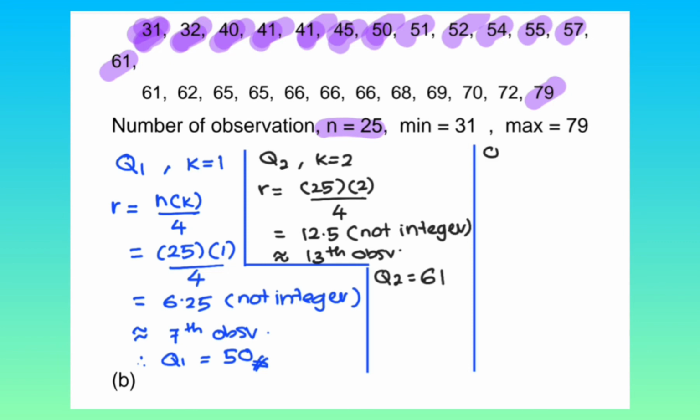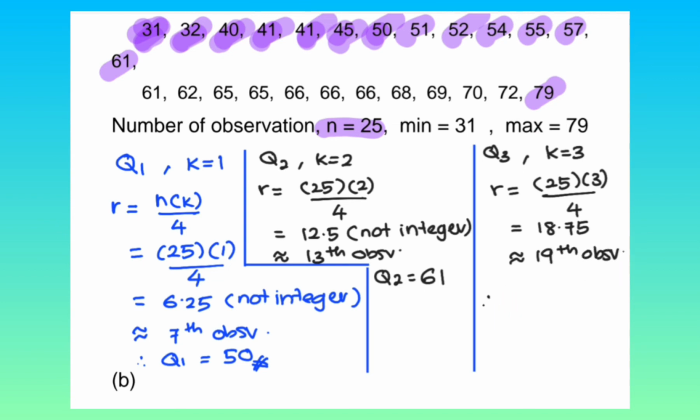Next, let's find Q3, the third quartile. Third quartile means K is equal to 3. So firstly, we need to find the value of R. R is equal to 25 times 3 over 4. So this is equal to 18.75. This is not an integer, which means that we need to round off to the nearest observation. So it will be the 19th observation. That means our Q3 here will be the 19th observation: 13, 14, 15, 16, 17, 18, 19. So Q3 is 66.